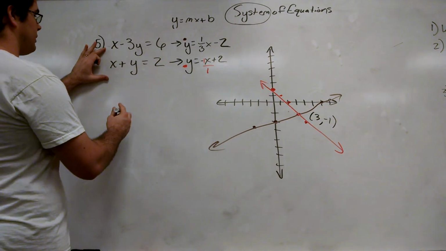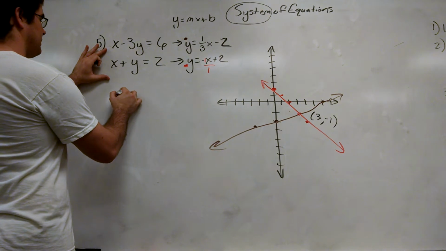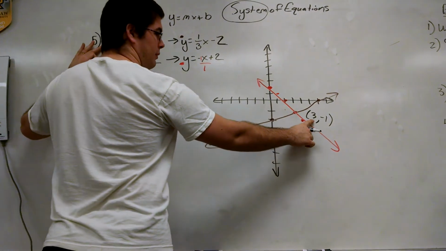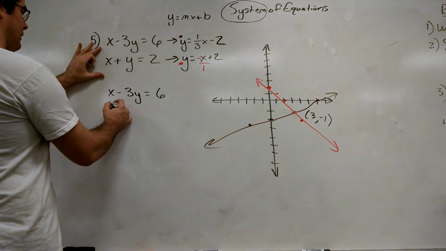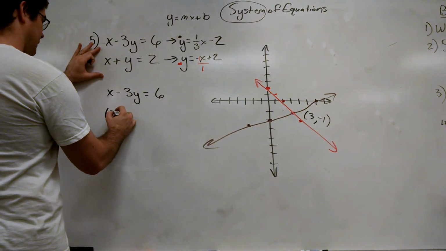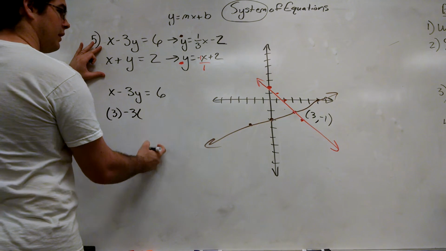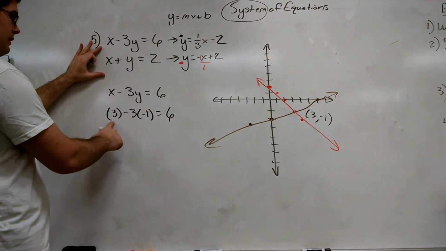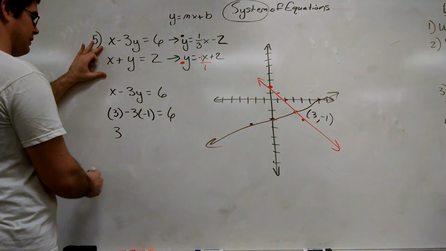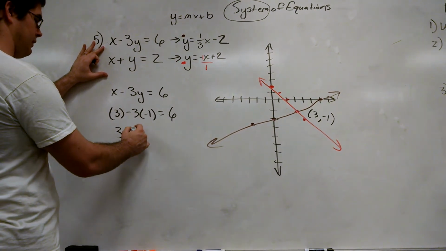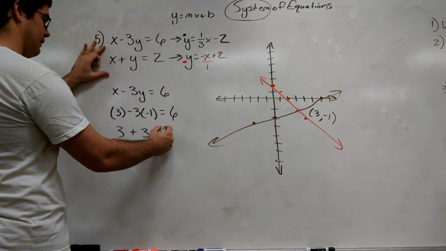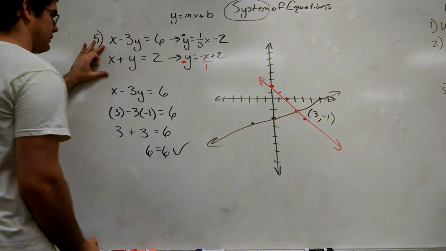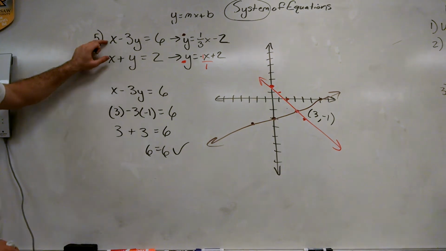All right, so I'm going to take the first equation, which was x minus 3y equals 6. Okay, and I'm going to plug in 3 for x and negative 1 for y. So 3 for x, negative 1 for y. See, the 3 in parentheses just stays 3. Negative 3 times negative 1 is positive 3. And hopefully you know that 3 plus 3 does equal 6. All right, so it works out for the first one.